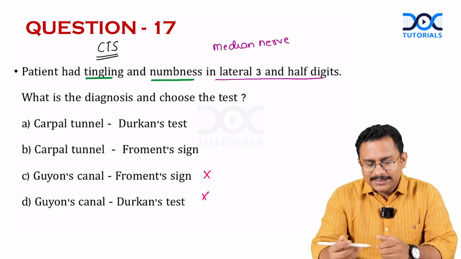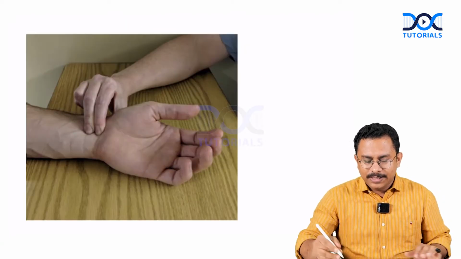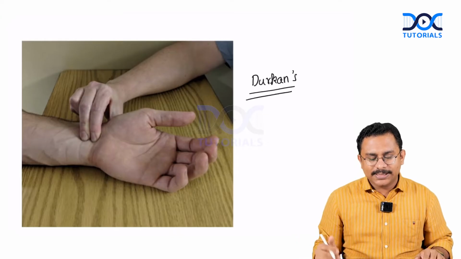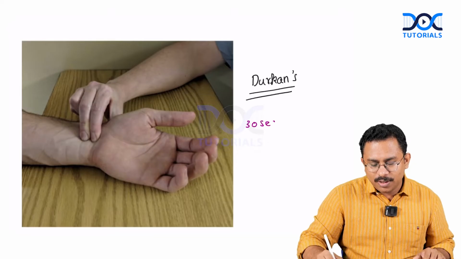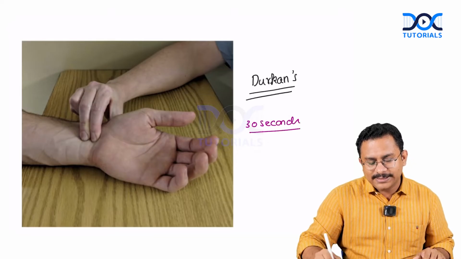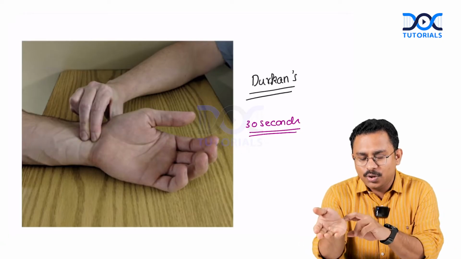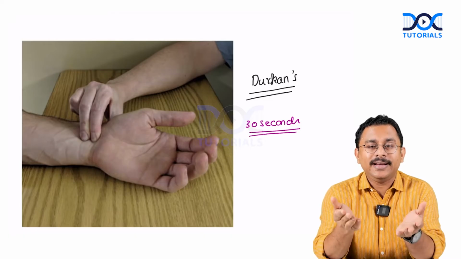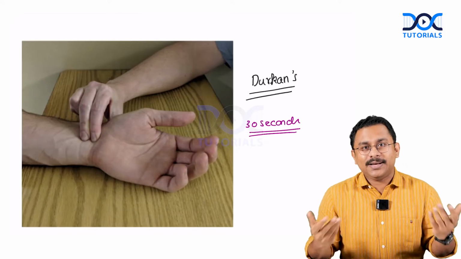Durkan's test is basically direct compression of the median nerve. Basically what is done in the Durkan's test is that at the wrist, you are directly compressing the median nerve for around 30 seconds. So when you compress the median nerve for 30 seconds, the patient develops these symptoms. So the patient is in front of you, you're doing the Durkan's test, the patient develops these symptoms, and he tells you, doctor, this is exactly what I am having as a problem.